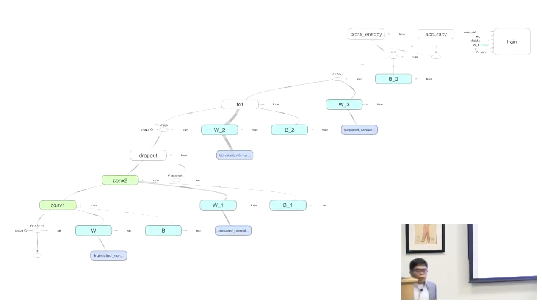So here's the graph of it. It looks a lot prettier. You can see that there's con1, con2, and then the fully connected layer, as well as some other things. I generated this using TensorBoard.